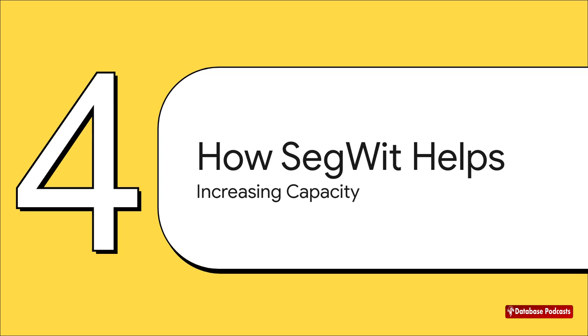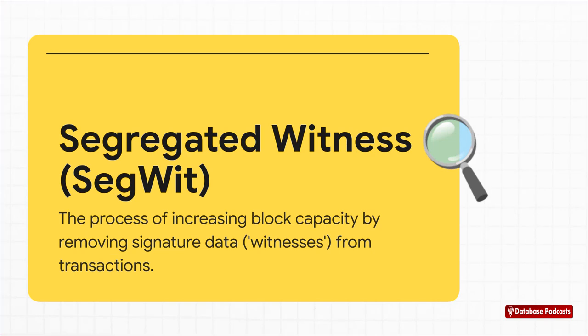Now, this whole competition for block space, it's a huge challenge. And it's exactly why brilliant developers are constantly working on ways to make things better. One of the biggest innovations to tackle this problem is something called segregated witness, or as most people call it, SegWit. Okay, I know the name sounds super technical, but the core idea is actually really clever. Segregated just means to separate something. And witness, well, that's just a fancy word for the digital signature on a transaction. So SegWit literally just separates the signature from the rest of the transaction data.